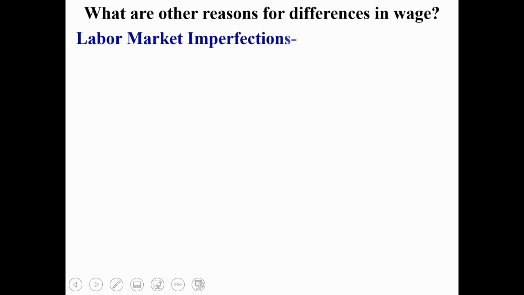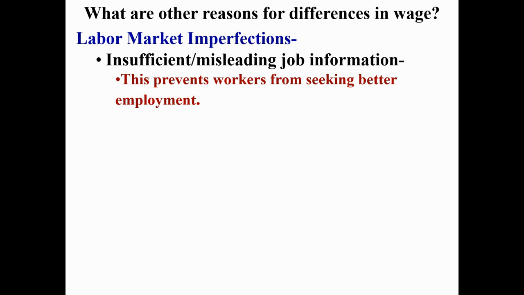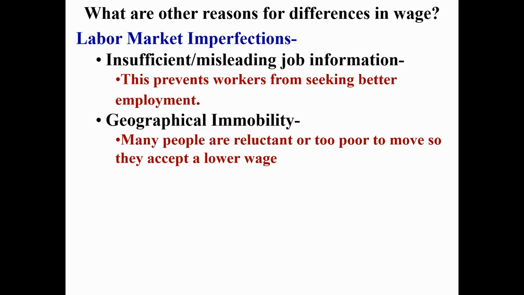Okay. Now, what are other reasons for differences in wage? We're going to discuss this later in another class, in a live class. Labor market imperfections: insufficient and misleading job information. This would prevent workers from seeking better employment. They don't know what it means, or what this job actually does. Geographical mobility: some people are reluctant to move, or they are too poor to move or to accept a lower wage. And this happens a lot in Brazil.